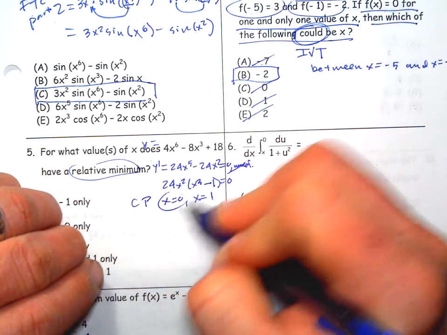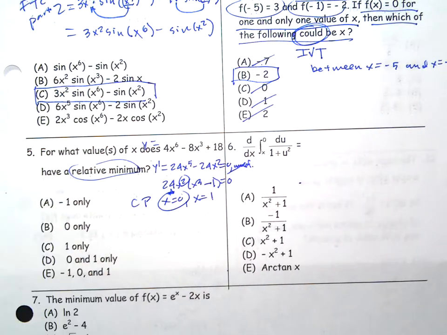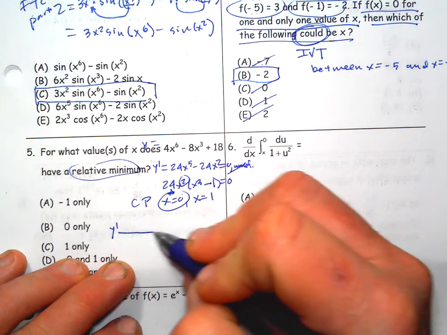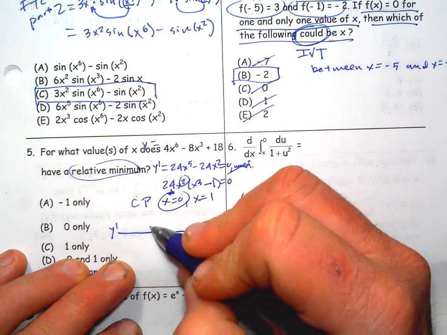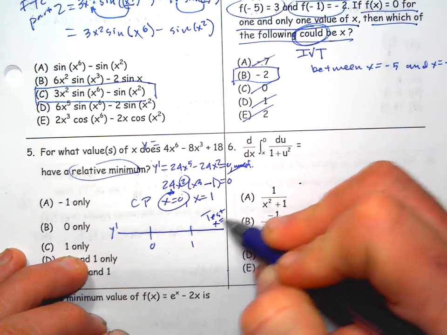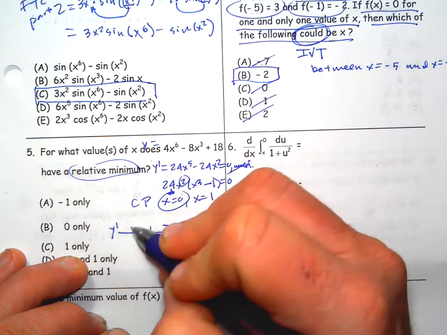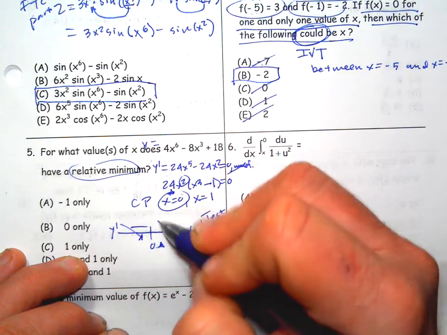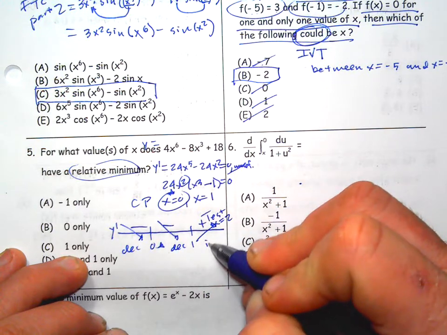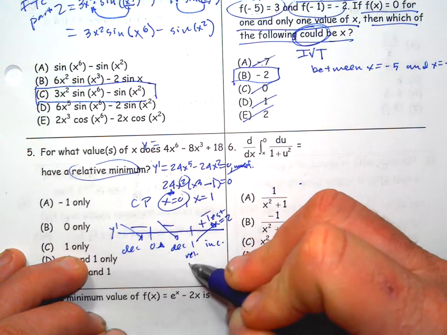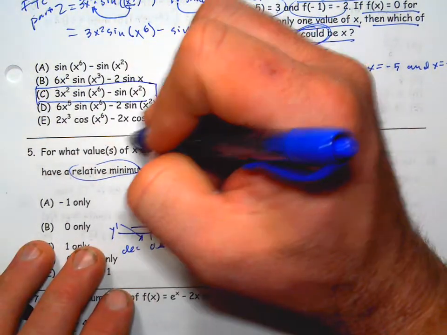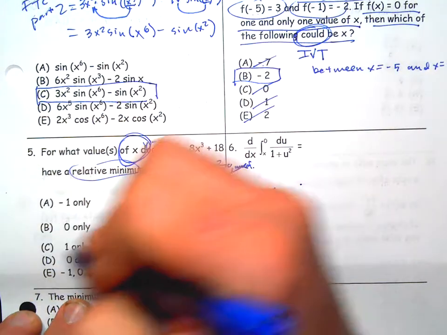Now you got to watch out. This one is an even repeated root, so the graph actually bounces off there. So it's not going to change sign there. Test a value. X equals 2, positive, negative, negative. So it's decreasing, decreasing, increasing. And so here's your relative min. That's like a plateau. We want to know the values of x. So 1 only.